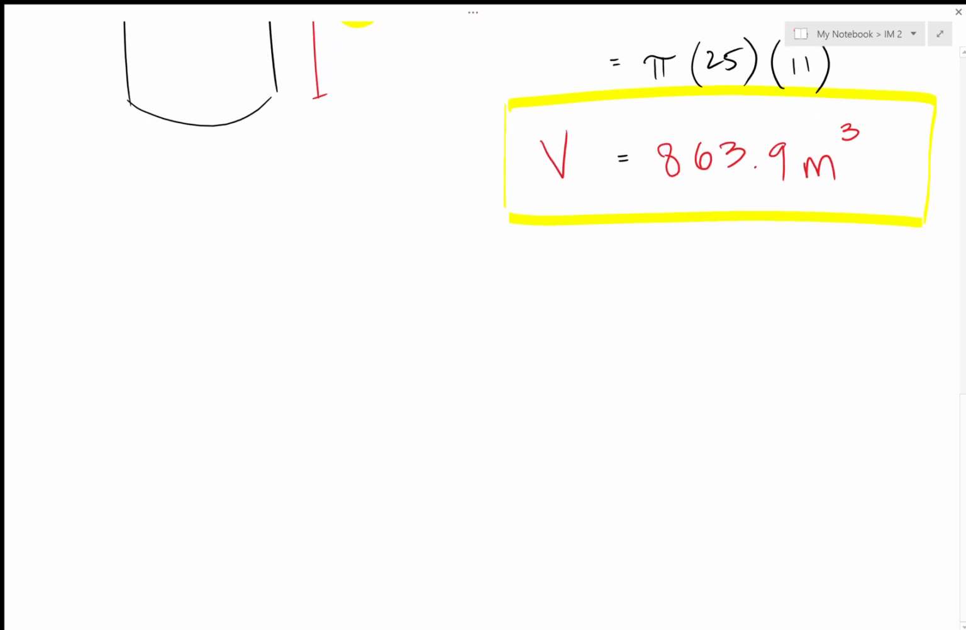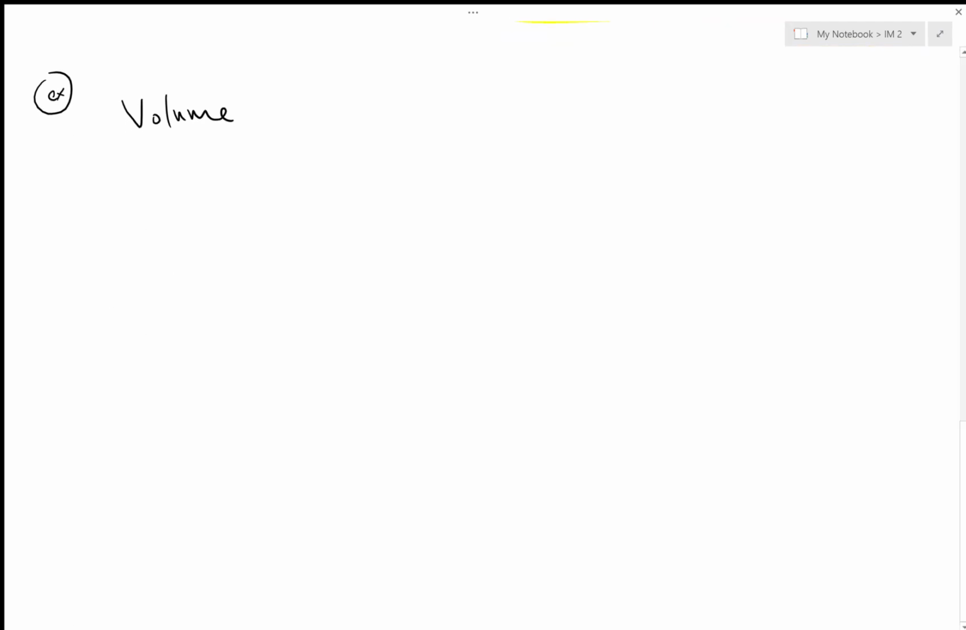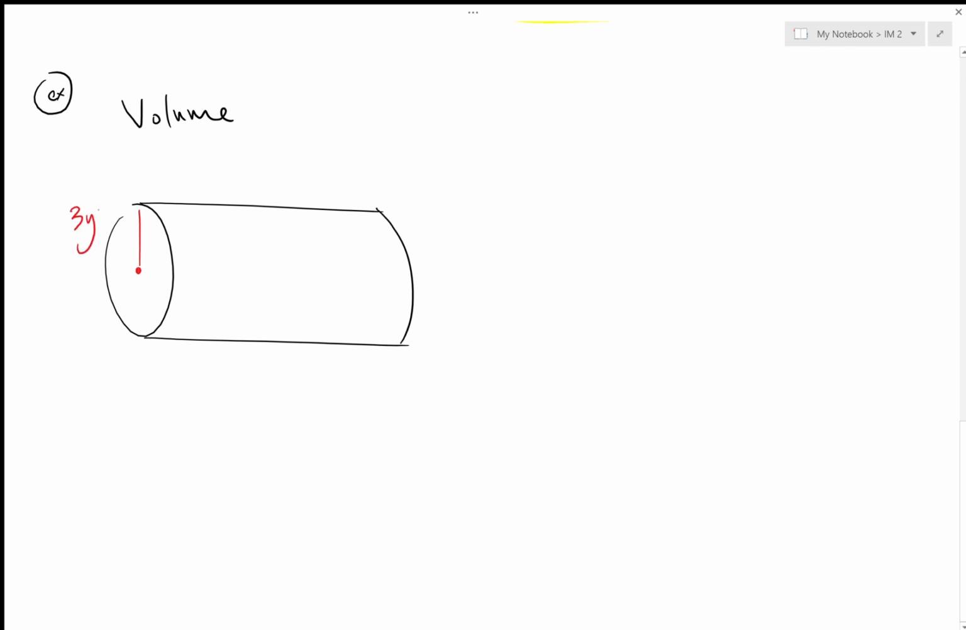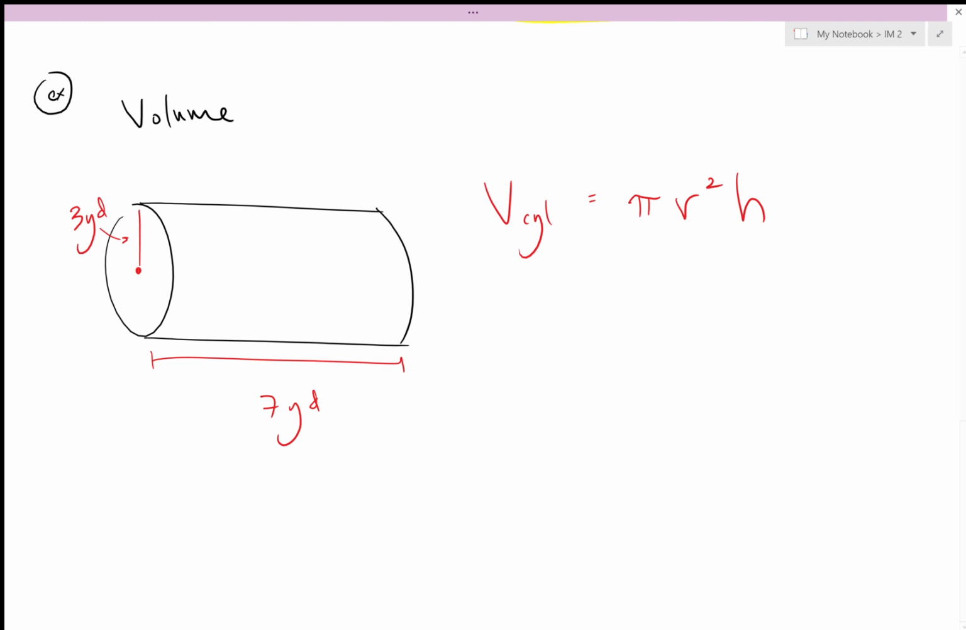Let's try another one. So, for example, let's go ahead and find the volume again. And let's take this cylinder and lay it on its side. All right. So that's going to be 3 yards. And this is going to be 7 yards. So again, the volume of a cylinder is pi r squared h.